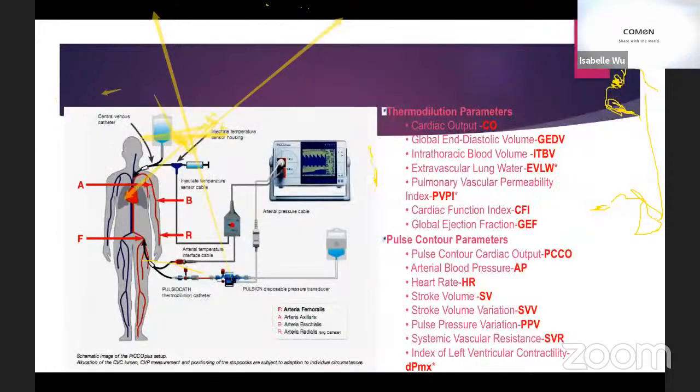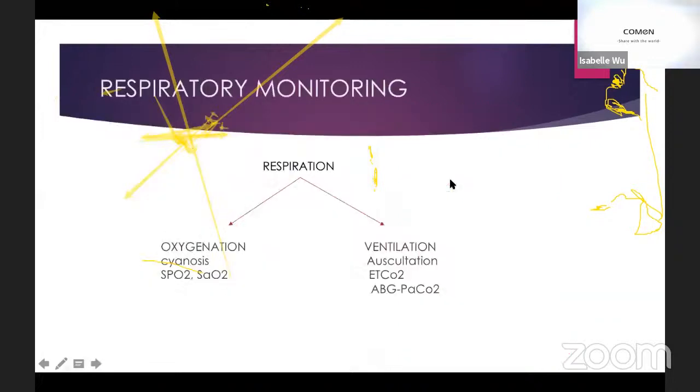So these are the host of things, but I just want to mention this right here. See this extravascular lung water? It's very important because sometimes you don't want to get to the point where you're filling the patient so much that you now tip them into pulmonary edema. And figuring out the extravascular lung water as well as the pulmonary vascular permeability index can help you determine at what point you stop fluid resuscitation so you don't drown the patient.